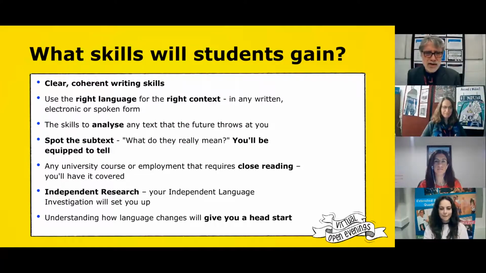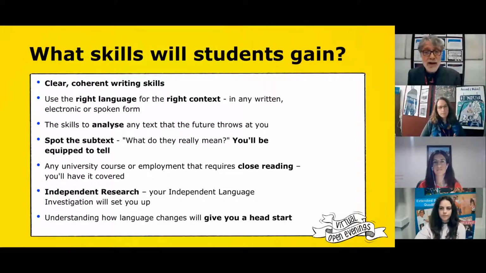Which takes me to the next bullet point there, which is spotting the subtext and working out what they really mean. I think you'll be more equipped to tell. And that could include, when the politicians of either party, any party, are trying to persuade us of something. You've studied English language, you'll probably be able to see beneath the surface there.